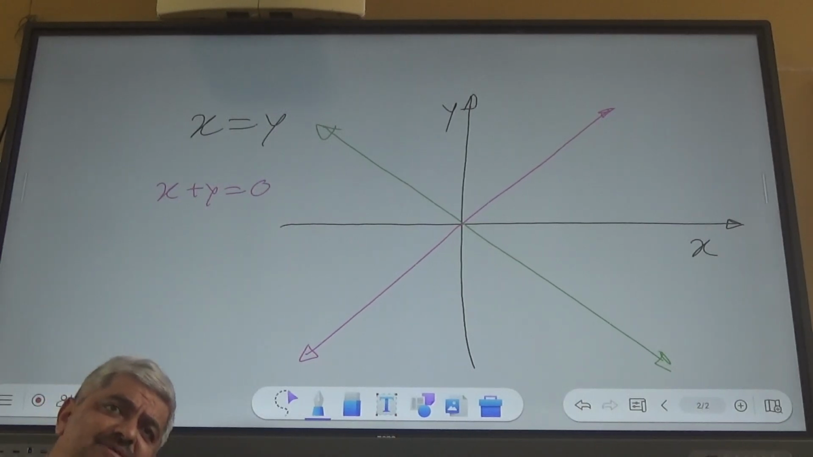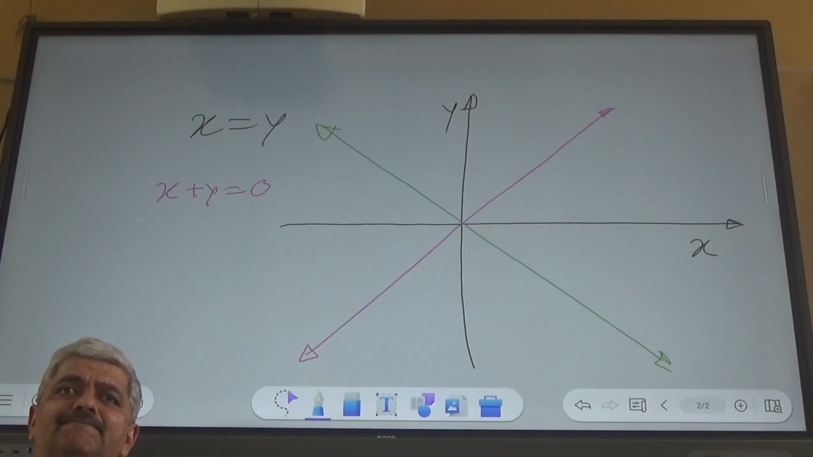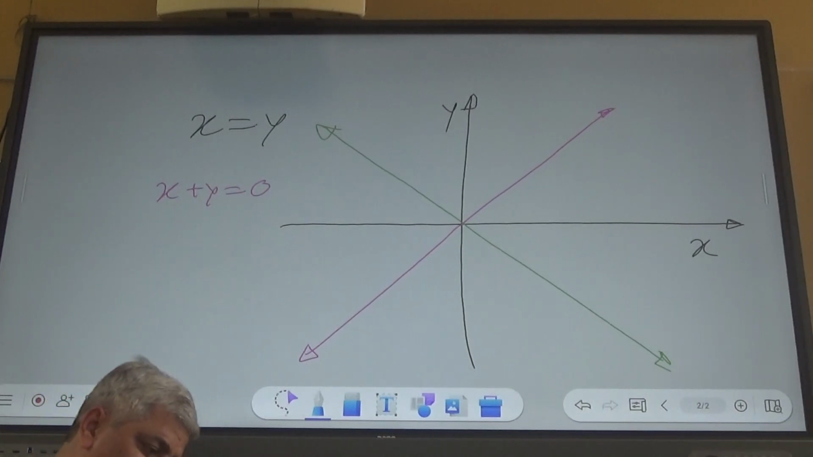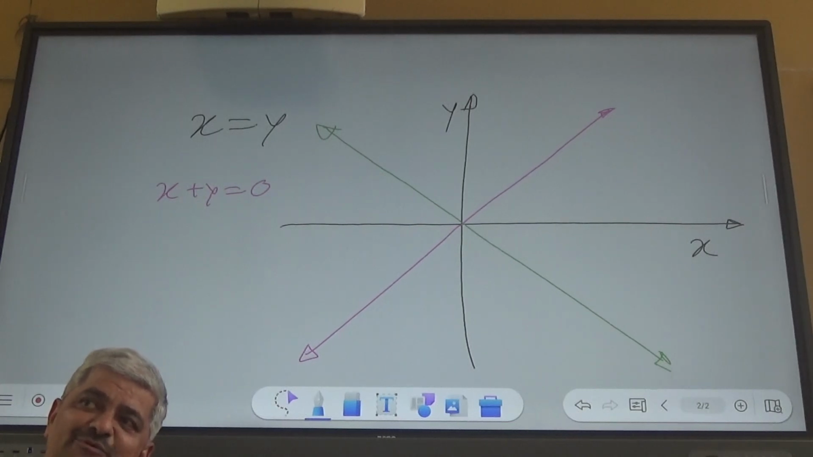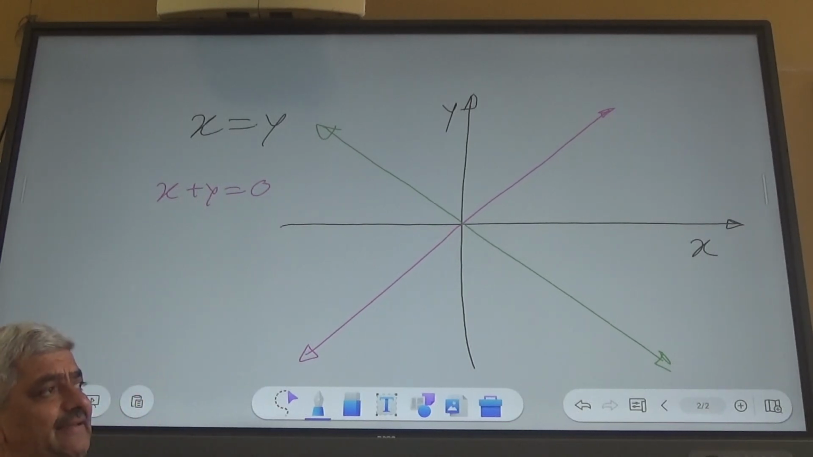Now, can both of these things be true simultaneously? In which case? At 0, 0. The intersection point; at one point both equations are right. Only at 0, 0? So, a simultaneous equation solution.